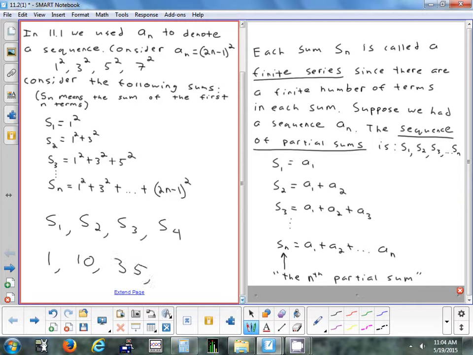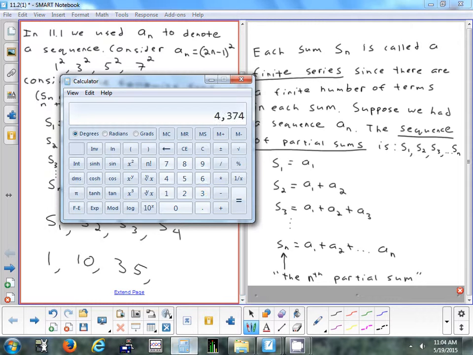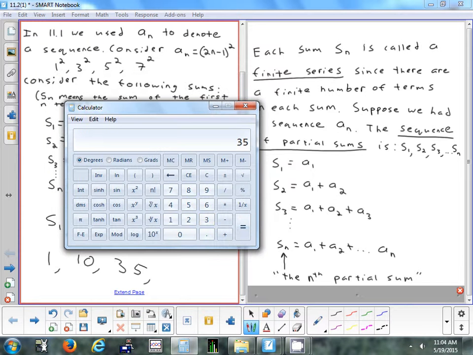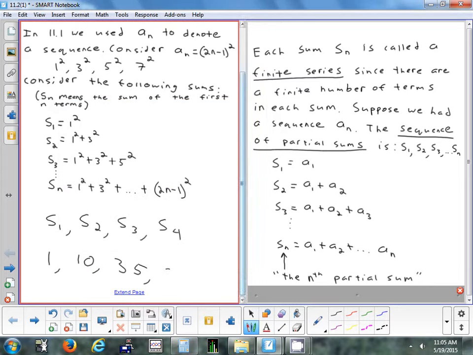35. And lastly, our fourth partial sum would be 1 squared plus 3 squared plus 5 squared plus 7 squared. So 1 squared plus 3 squared plus 5 squared, that's 35, plus the next term would be 49. So we get 84. And then the next one we would add 9 squared, and then 11 squared. And we could keep going. But that's a sequence of partial sums.